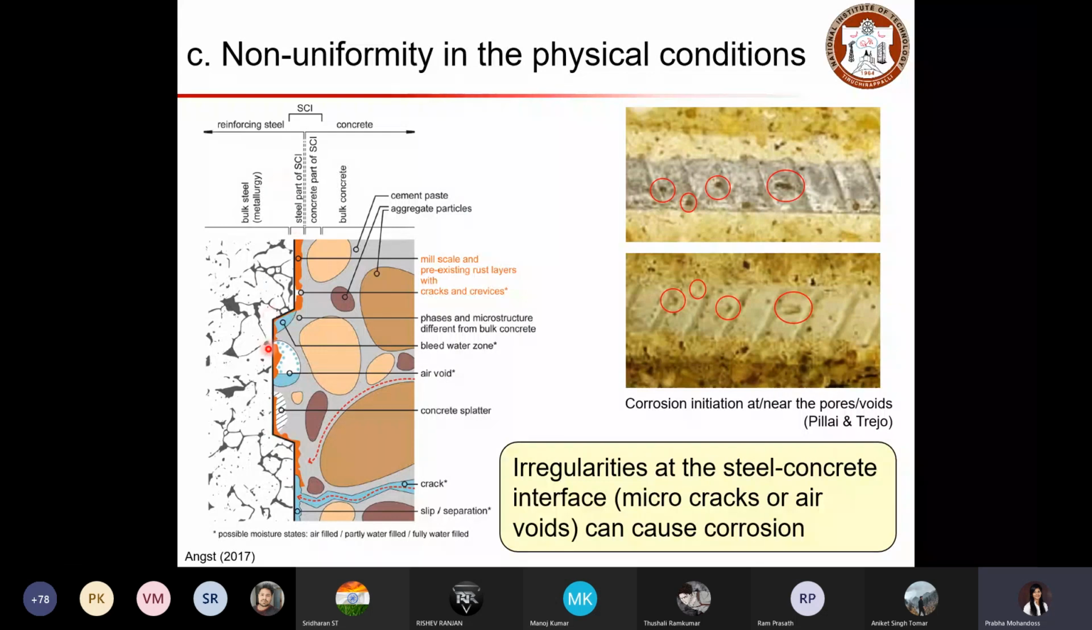And all these things would lead to different environmental conditions for the same material at the interface level. These occur because of the difference between the physical conditions on the surface and the inside. So the irregularities at the steel-concrete interface could lead to the potential difference, and further that will lead to the formation and initiation of corrosion.